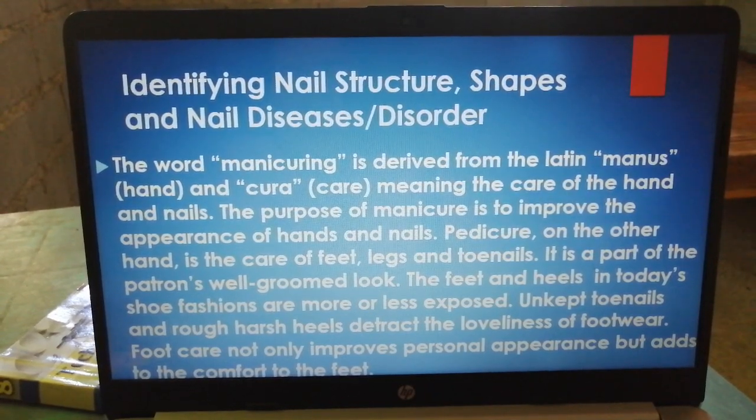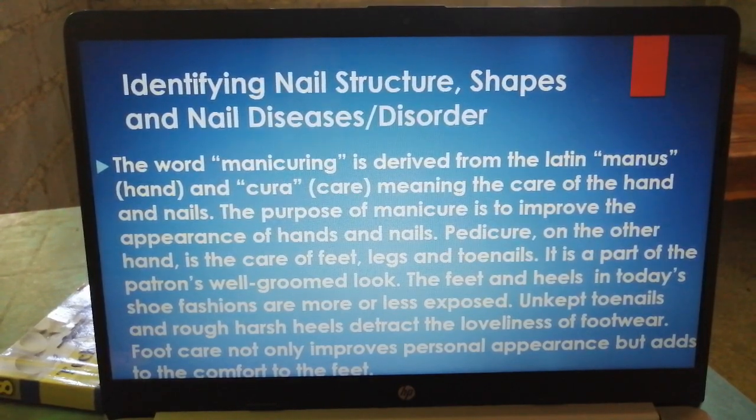So the word manicuring is derived from the Latin word manus, or we call this hand, and cura. And the meaning of cura is care. So the meaning is the care of the hand and nails. The purpose of the manicure is to improve the appearance of hands and nails.